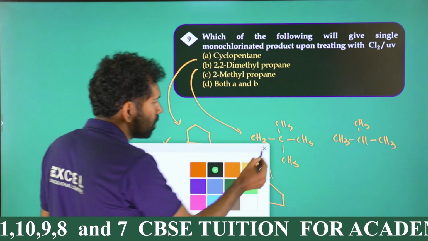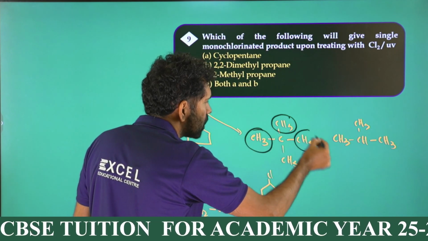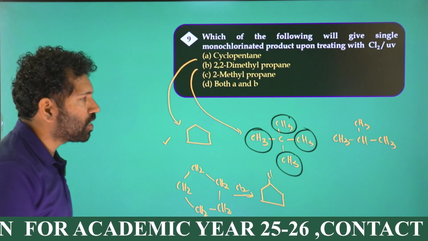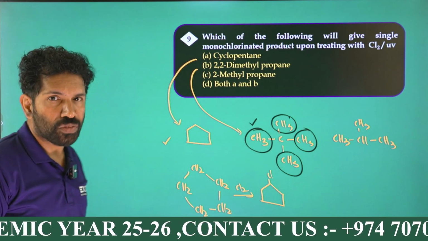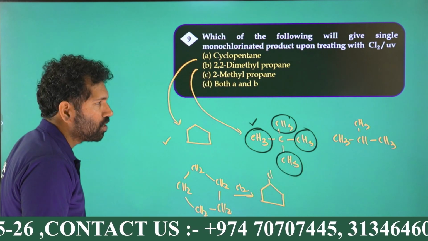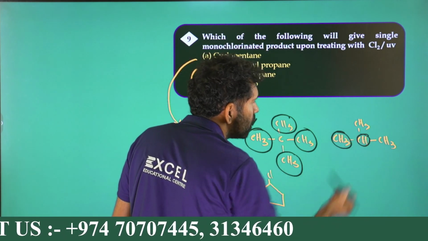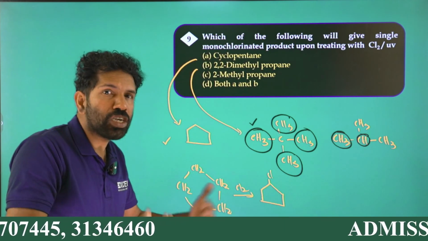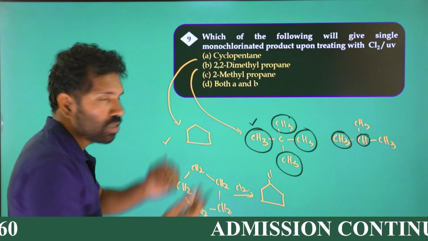And here this compound also we can check now. This compound also contains similar type of hydrogen atoms. Yes, 2,2-dimethyl propane contains similar type of hydrogen atoms. So this also will give a single monochloro product. No doubt about it. And what about this? This compound has different types of hydrogen atoms. So this compound will give more than one type of monochloro product upon chlorination with UV light.